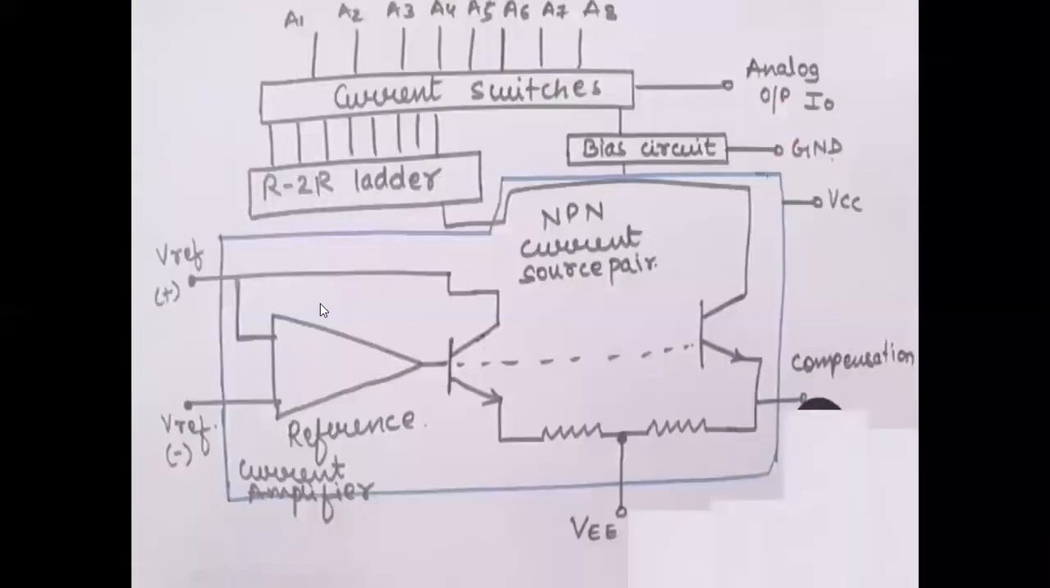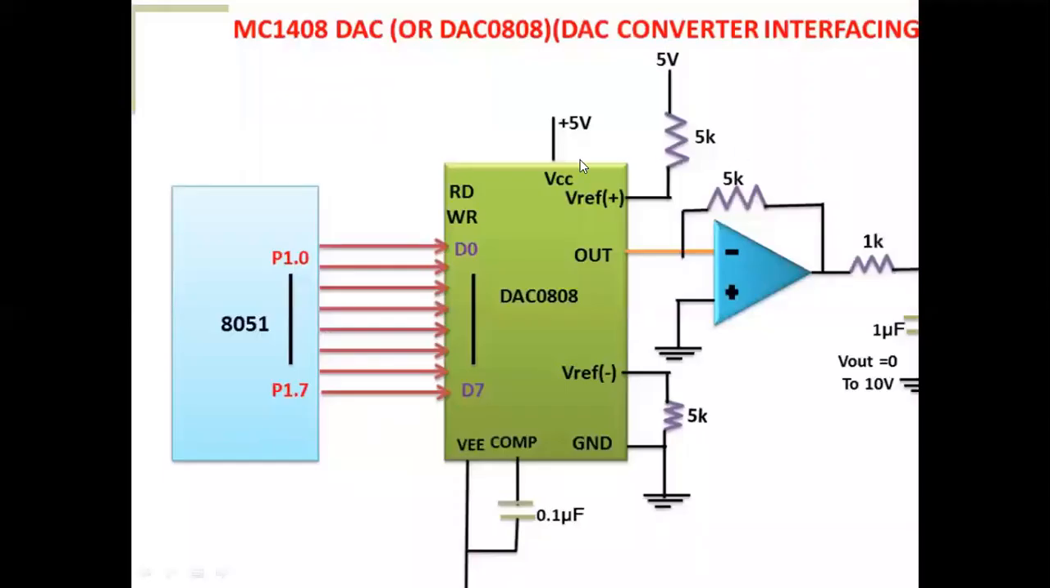So this is the internal circuitry of the DAC. The input to the DAC is connected through the switches and it is given to the R2R ladder network. And here V reference plus and V reference minus are given to the reference current amplifier. And this one is the NPN current source pair. And here you are getting the analog output. So this is the interfacing.